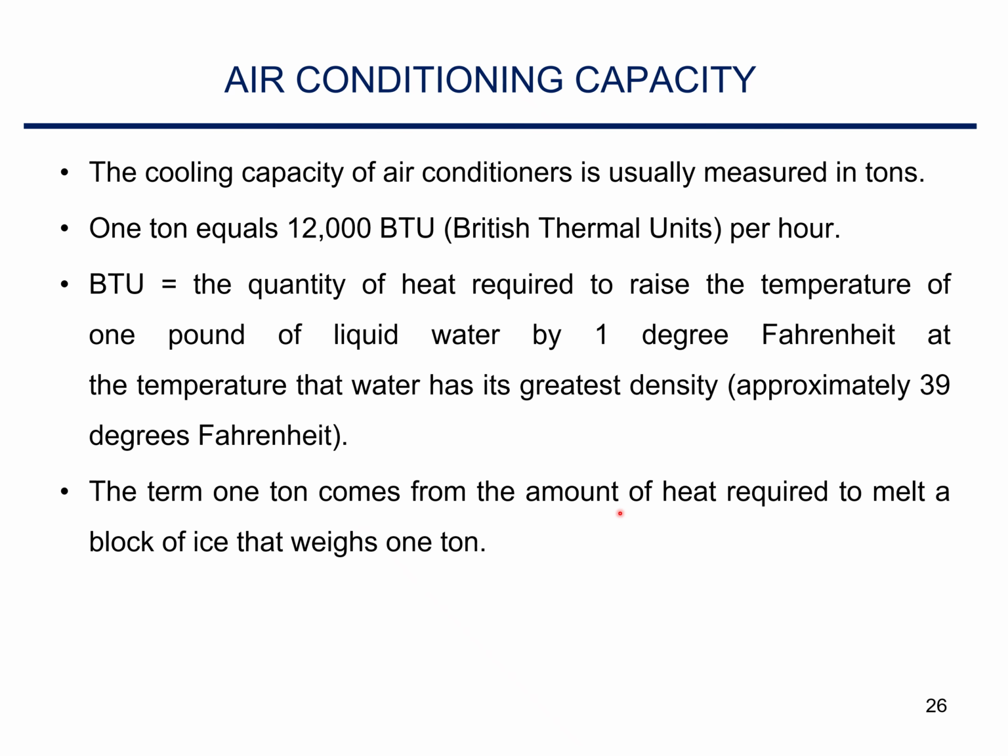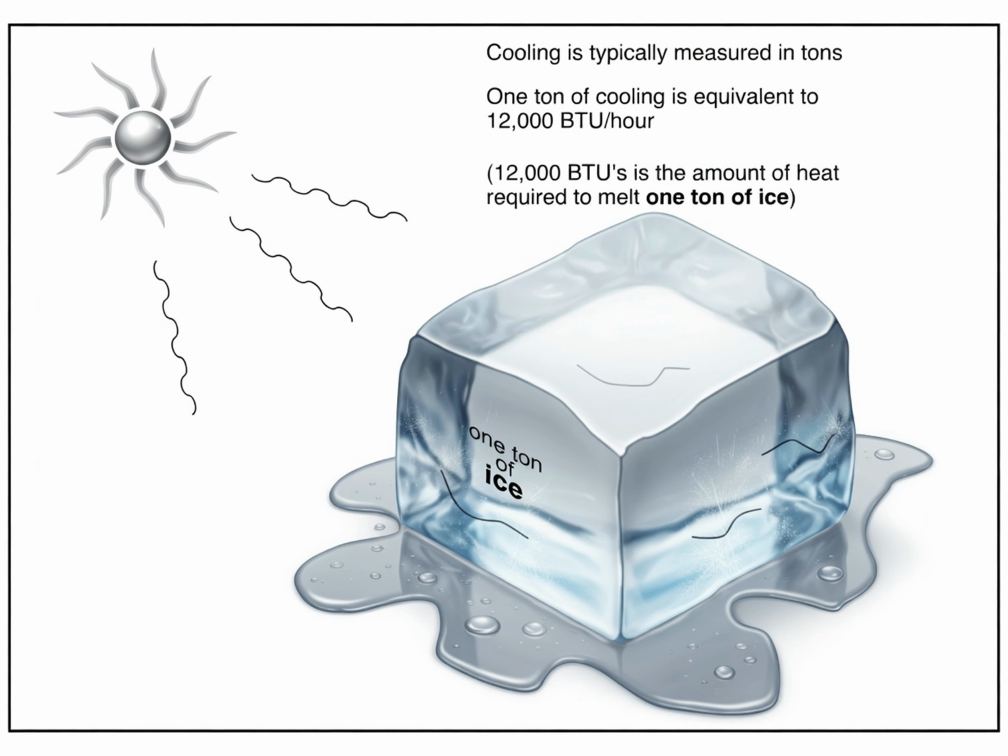The term 1 ton comes from the amount of heat required to melt a block of ice that weighs 1 ton. So this is 1 ton of ice. You need 12,000 BTU of energy for melting this.